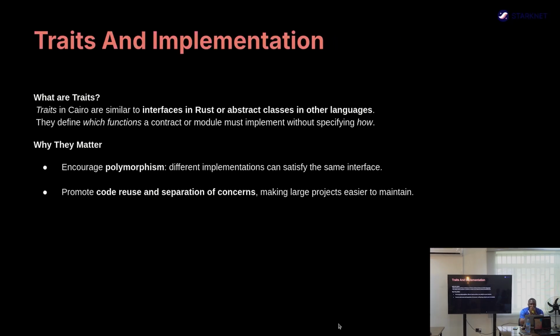Now we have another concept, traits and implementation. Traits in Cairo are similar to interfaces in Rust or abstract classes in other languages. They define which functions a contract or a module must implement without specifying how. Why do they matter? They encourage polymorphism. Different implementations can satisfy the same interface. They promote code reuse and separation of concerns, making large projects easier to maintain.